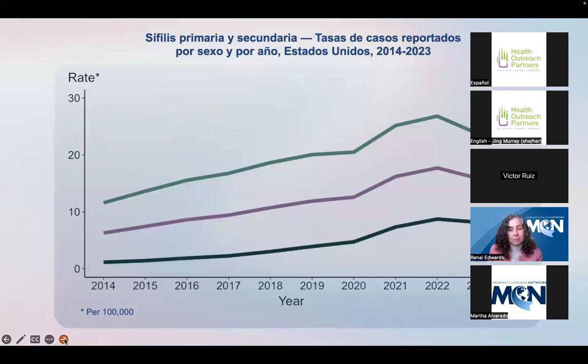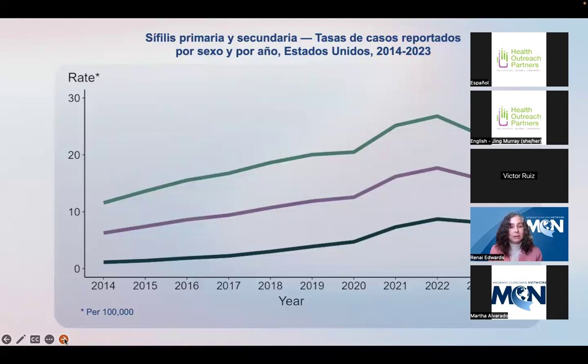I'm going to start out with a bit of good news. From 2022 to 2023, the rate of reported primary and secondary syphilis did decrease. Potentially that is related to new and increased use of doxycycline as a post-exposure prophylaxis, known as doxy-PEP. We're not really going to dig into that today, but if you want to learn more, we will share the STI treatment guidelines, and you'll find out more there.